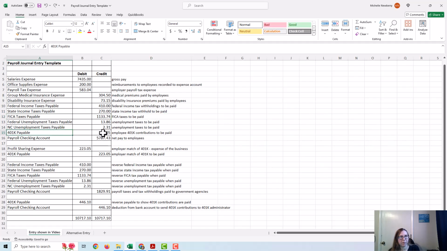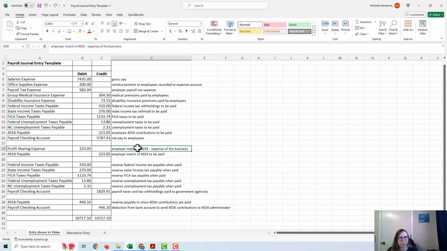And then for the 401k payable, this would be the employee retirement plan contributions that will be paid at a later point. They are usually not paid with the payroll processing service. I'm assuming here that the company is paying a separate retirement plan administrator. And then I called it payroll checking account because some companies like to use a separate payroll checking account, but it could just be your checking account. It doesn't have to be a payroll checking account. I just wanted to point that out.